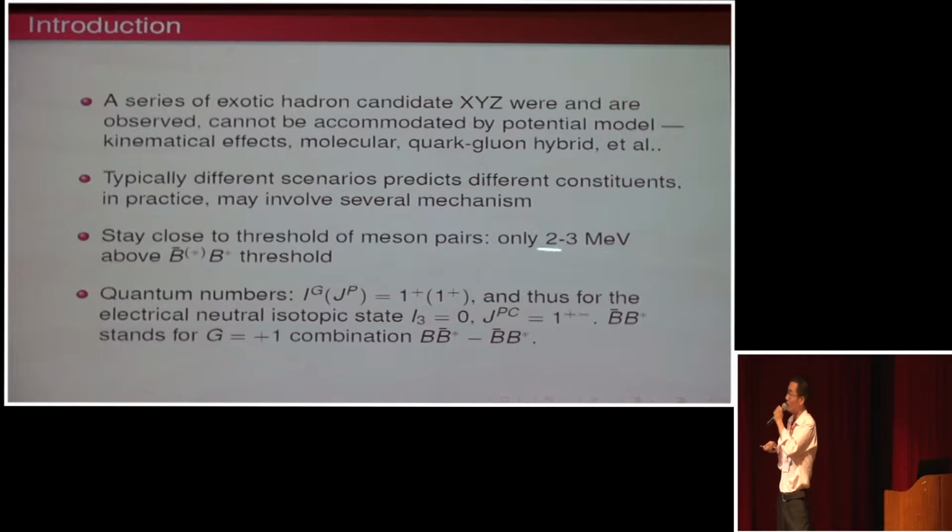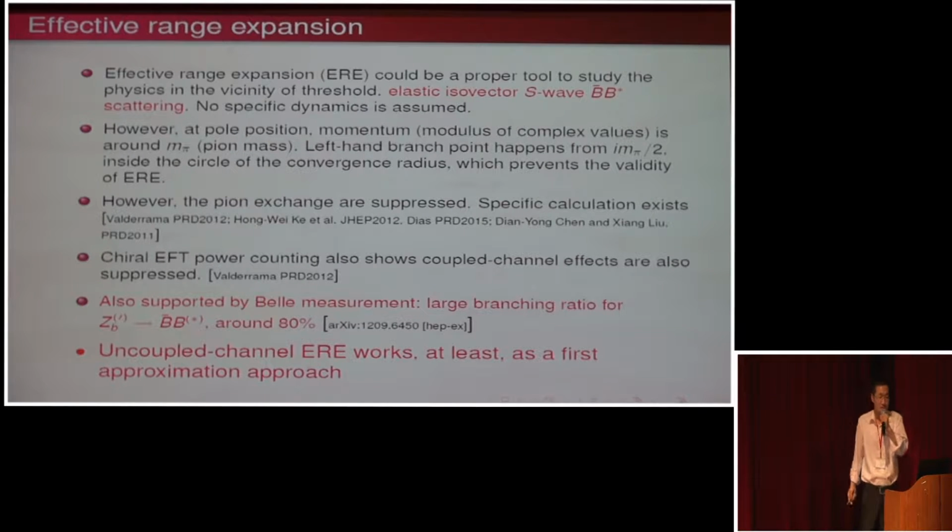For example, the ZB is above the B B-bar threshold. So in principle, the effective range expansion works. For ZB states, the PDG has already determined these quantum numbers: isospin, G parity, the total spin, and the parity. On this page, I only want to show the last two points and neglect these details.